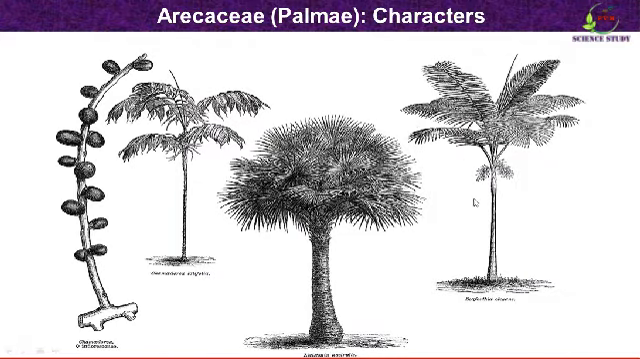Then these are the sketches of other members of Araceae family. This is inflorescence of Chamaedorea. This is plant of Chamaedorea. This is plant of Livistona. This is sketch of Chrysalidocarpus species.